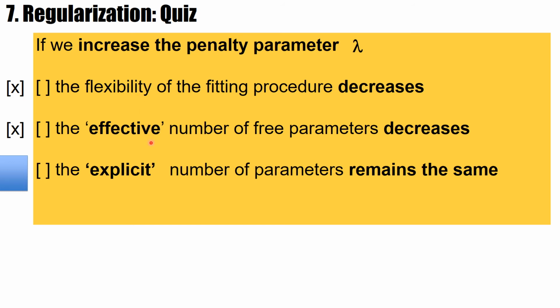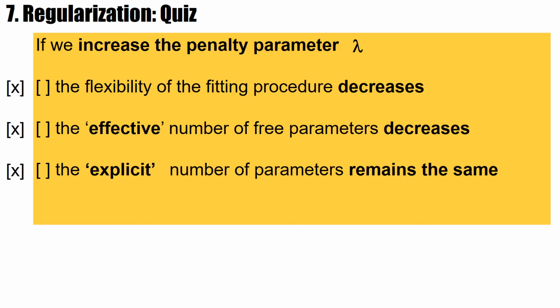Then the third claim: increasing the penalty parameter lambda, the explicit number of parameters remains the same. Yes or no? And yes, of course, that's the whole idea. You always keep the same network structure, but you play with lambda. So if we increase lambda, the flexibility decreases.